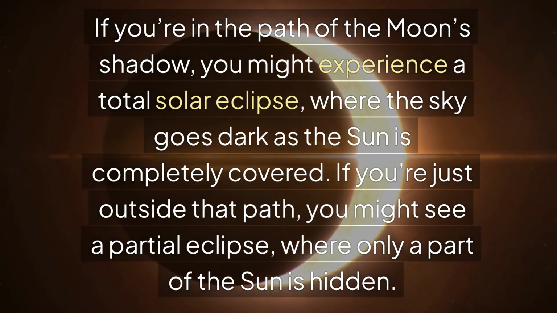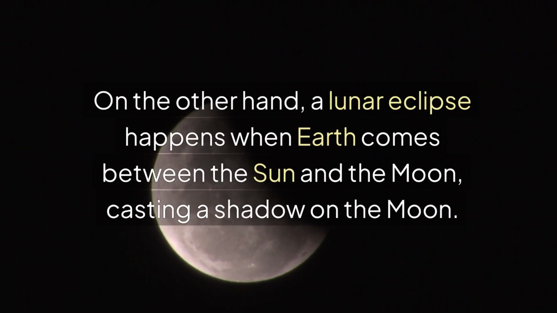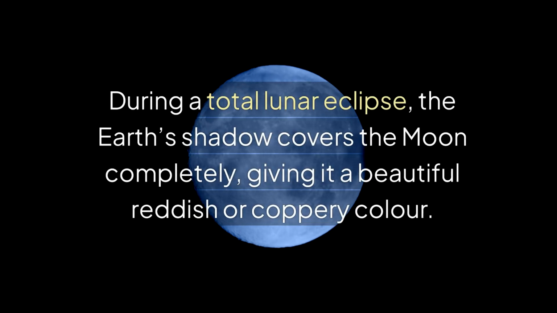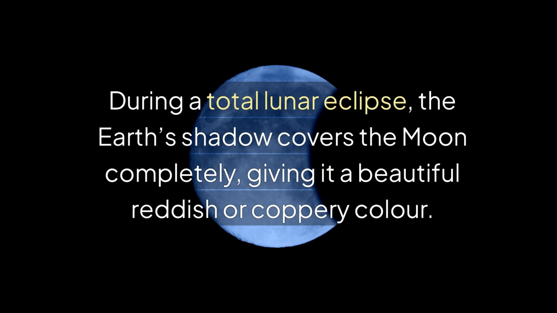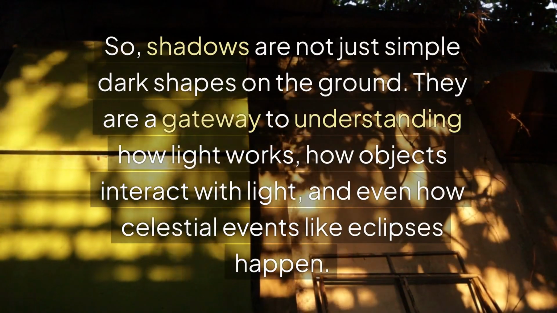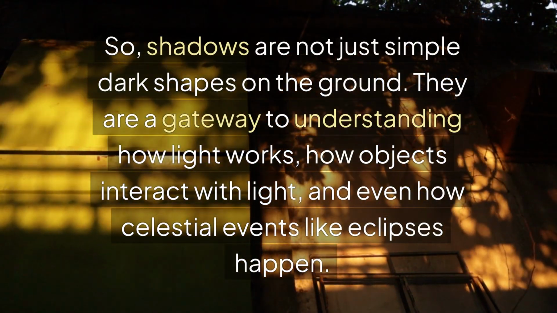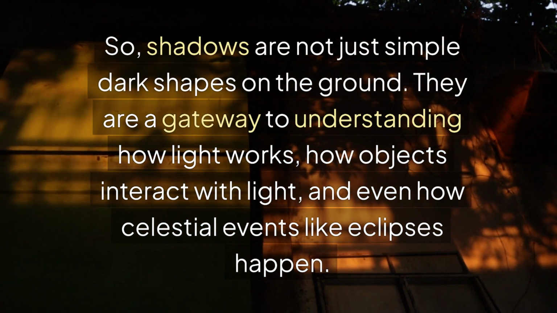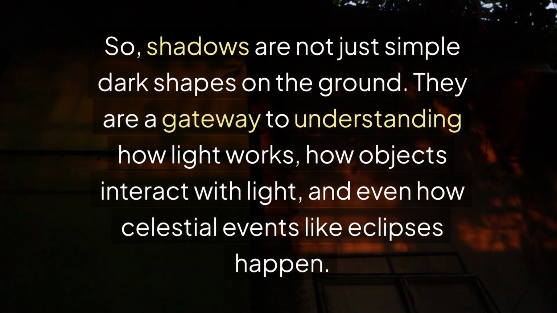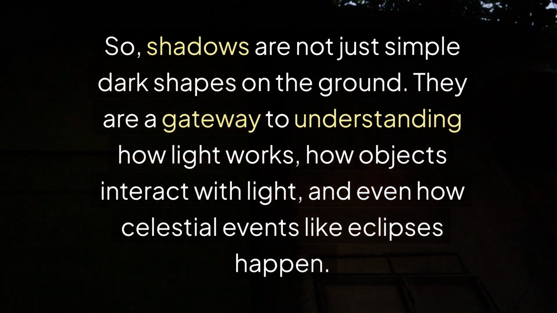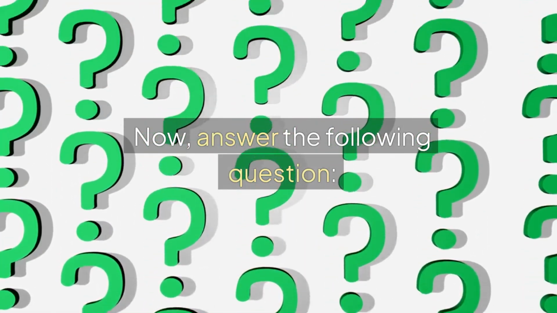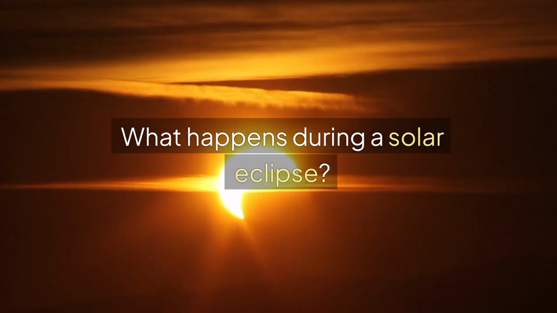hidden. On the other hand, a lunar eclipse happens when Earth comes between the sun and the moon, casting a shadow on the moon. During a total lunar eclipse, the Earth's shadow covers the moon completely, giving it a beautiful reddish or coppery color. So, shadows are not just simple dark shapes on the ground. They are a gateway to understanding how light works, how objects interact with light, and even how celestial events like eclipses happen. Now, answer the following question: what happens during a solar eclipse?